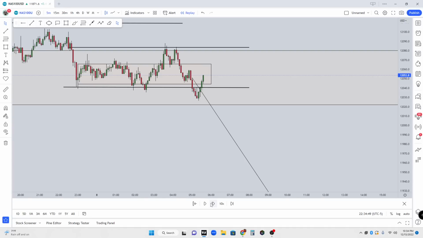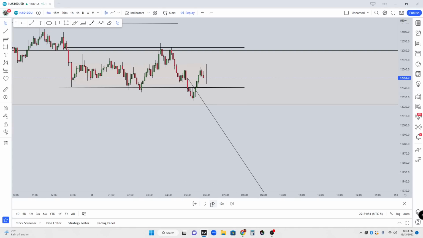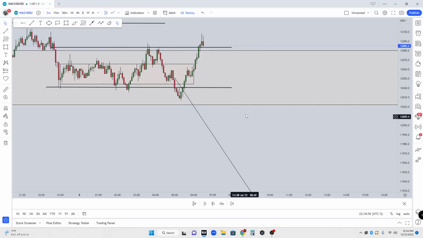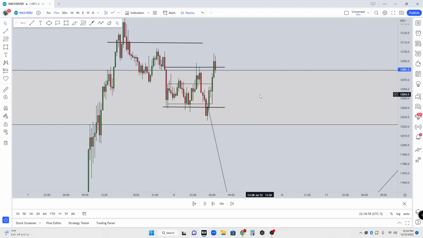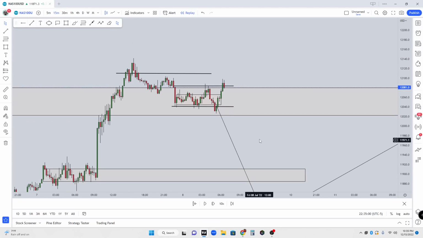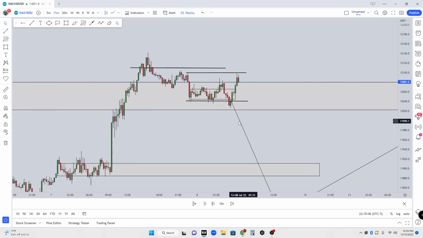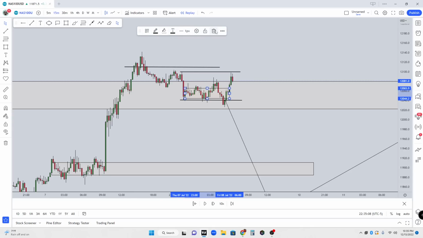All right, so let's move it right along here and see what we got. So we're pushing all the way back up. Let me go to the 15-minute. All right, so we have broken back up above this area. So what I'm going to do is move this back up here. I'm going to delete that there because price is kind of lingering inside here.